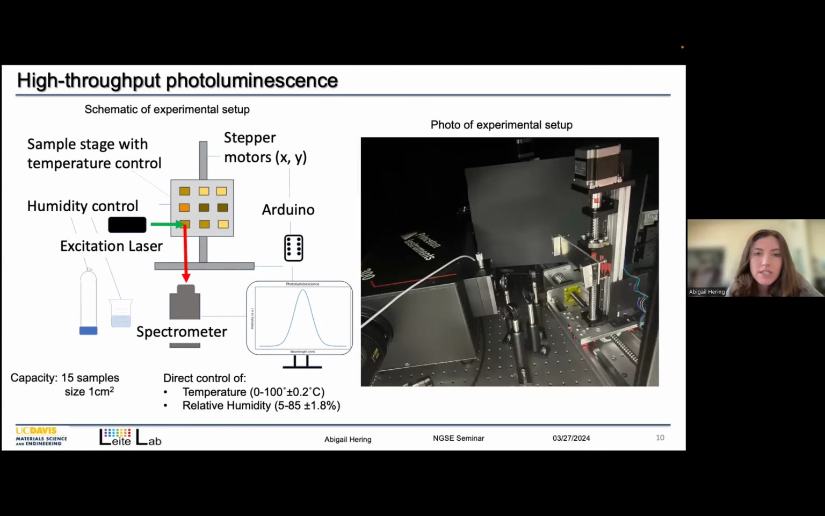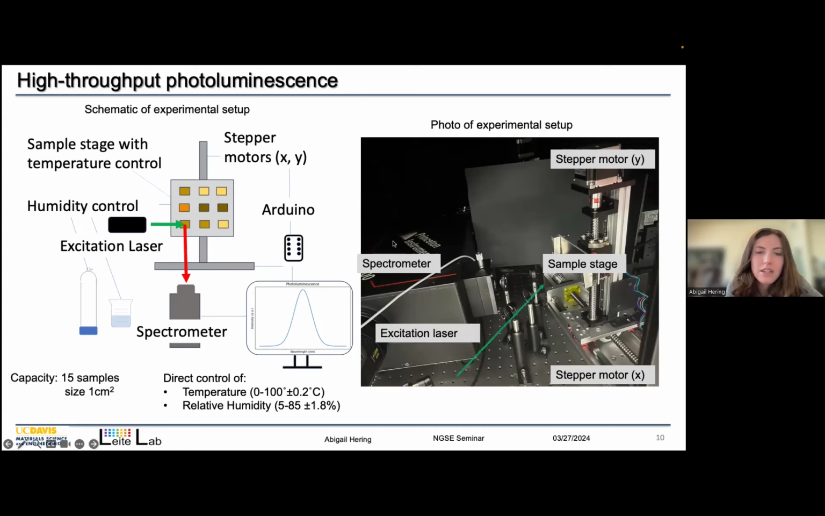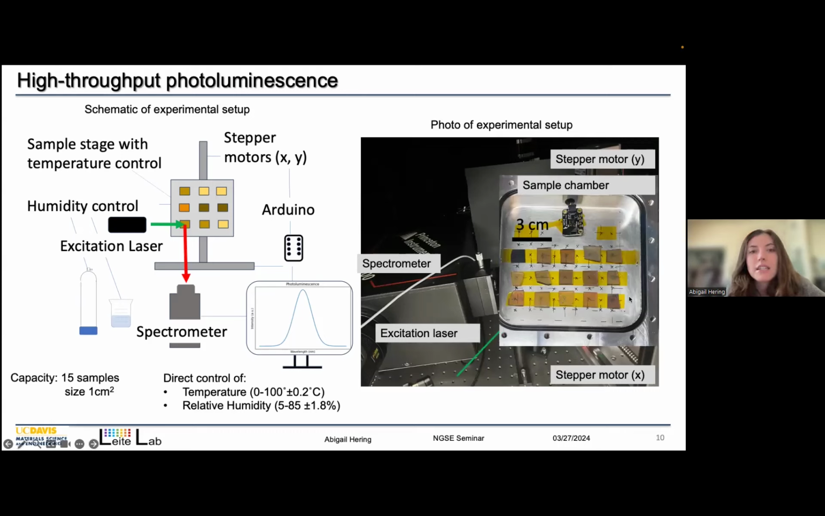So here's a photo of the experimental setup. This is on an optical table, so it's surrounded by blackout curtains so that there's no stray light or noise that gets through. So this is where the sample stage will sit. These are the two stepper motors. There's a series of lenses for the optical path, and then the spectrometer collects all the spectra. The excitation laser comes in through the side. And here is a zoomed in photo of the sample chamber with the perovskite thin films inside.